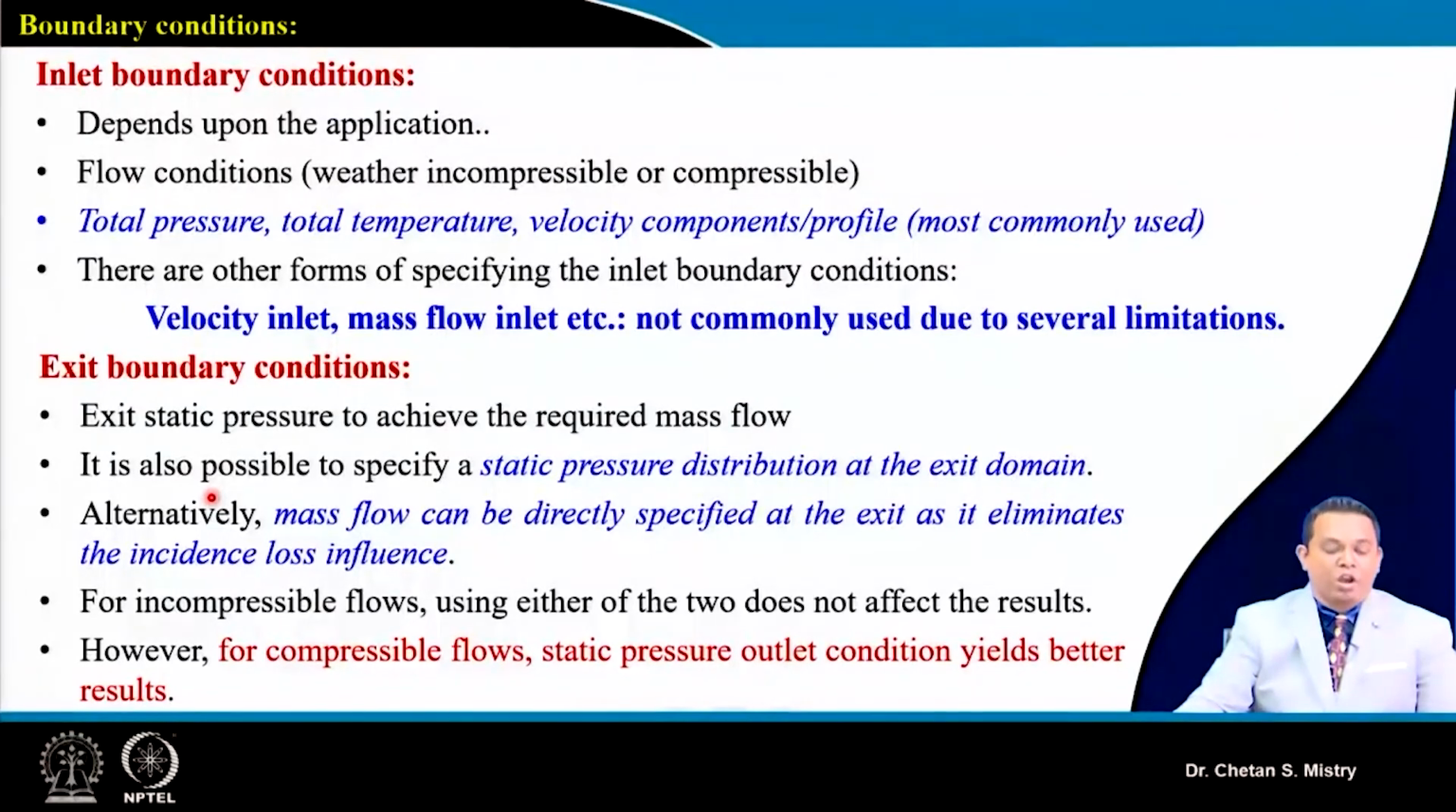Now for the incompressible configuration, both conditions are valid: either you give a static pressure outlet or atmospheric outlet condition, or maybe a mass flow rate outlet condition. So for compressible flow analysis, when we are analyzing a transonic fan or transonic compressor, under that configuration we need to put static pressure as the boundary condition.